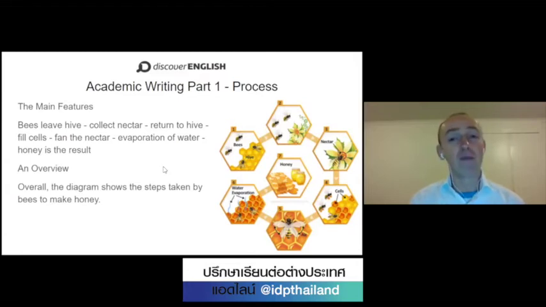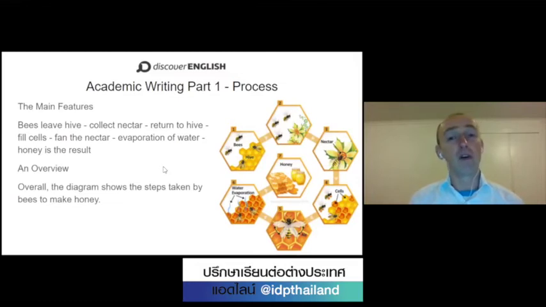The process in some ways is easier than the map or the graph or the table, but in other ways, because of the linking, it can be more challenging for candidates. Of all of the different types of part 1 writing, the process is probably the least common. It's the one that you don't see so often. Sometimes it's really quite rare, the process. So that's part 1 of the writing, the academic writing.